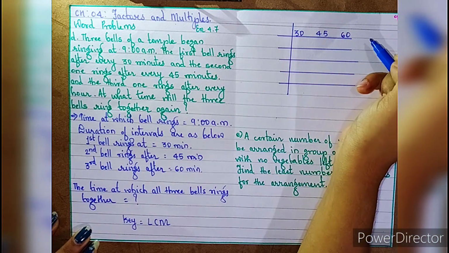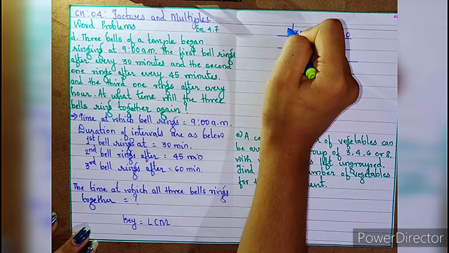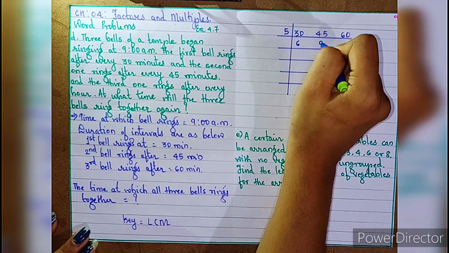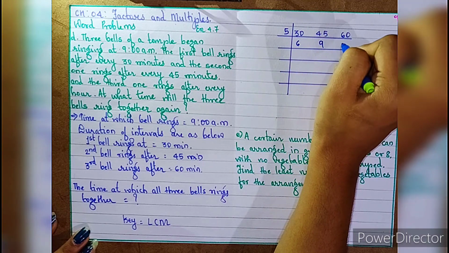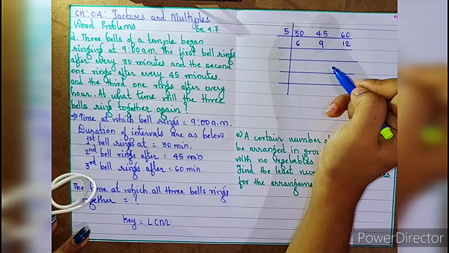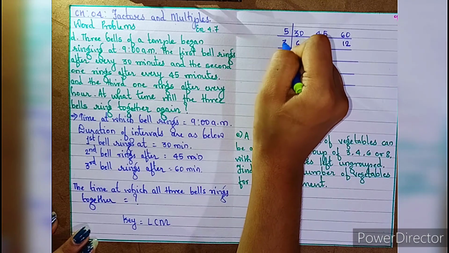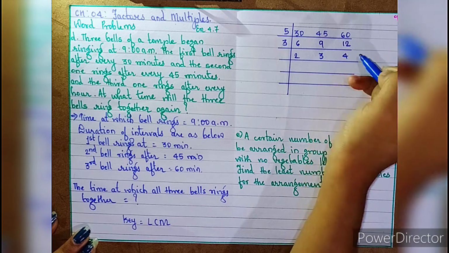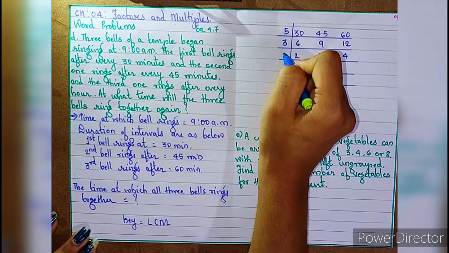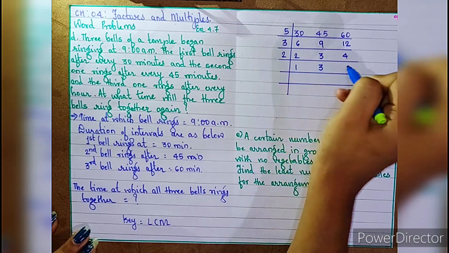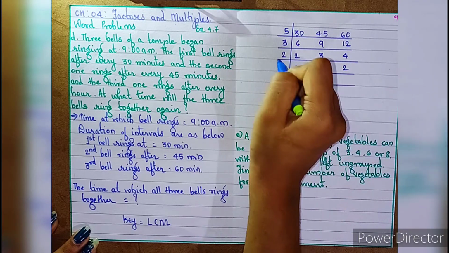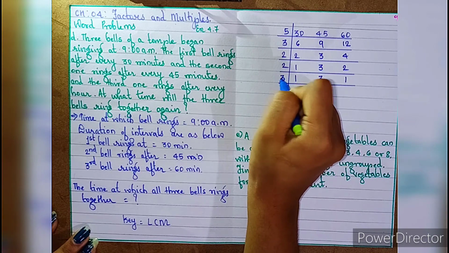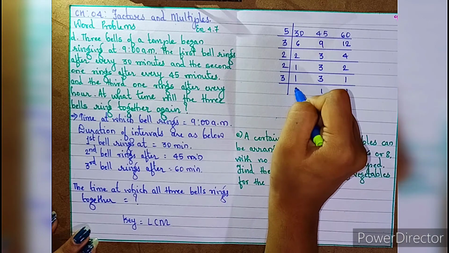As 30, 45 and 60 are divisible by 5, I'll start dividing by 5. 5 6s are 30, 5 9s are 45, 5 12s are 60. Further, 6, 9 and 12 are divisible by 3. Therefore, 3 2s are 6, 3 3s are 9, 3 4s are 12. Further, let's divide them by 2. 2 1s are 2, 3 as it is, 2 2s are 4. Let's divide by 2 again. 2 1s are 2, 3 as it is, 1 as it is. Further, 3 1s are 3, 1 as it is, 1 as it is.